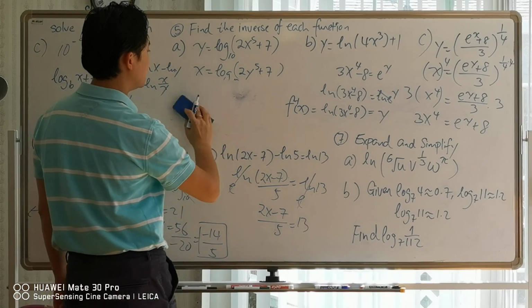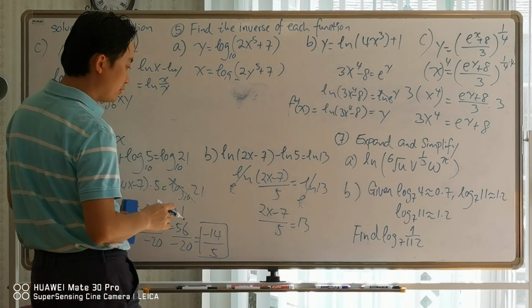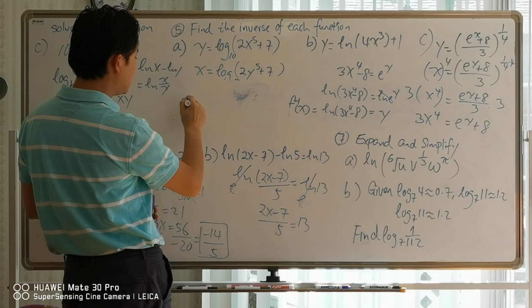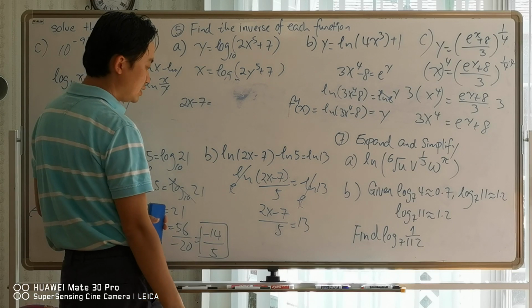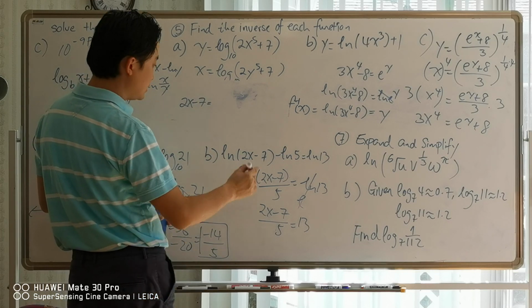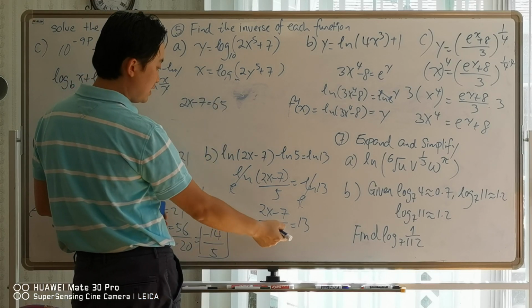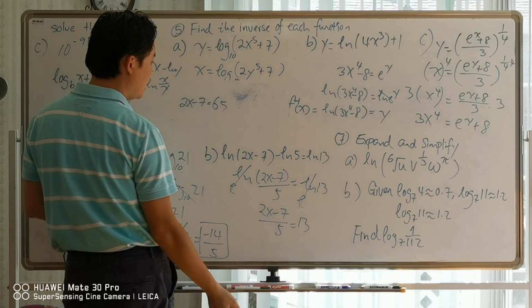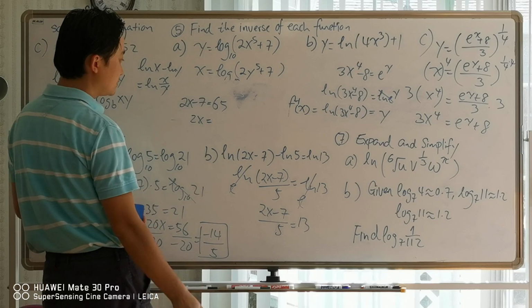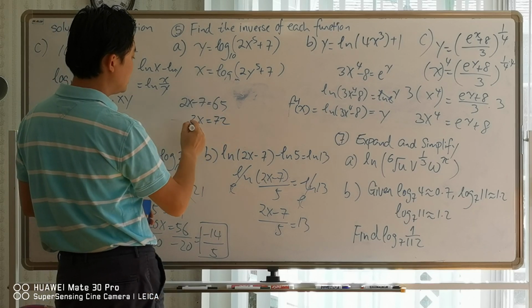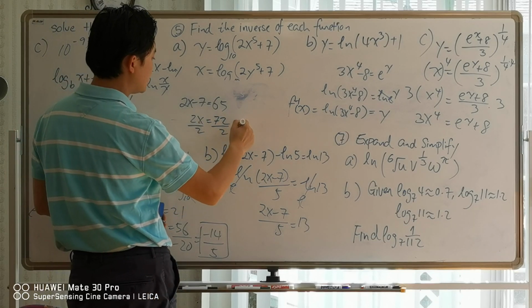Let me just erase all of this. So what we found here is 2x minus 7 equals 5 times 13, which is 65. 3 times 5 is 15, 1 times 5 is 5, plus 1, so 65. And then 2x equals 72, divided by 2 on both sides, so x is 36.